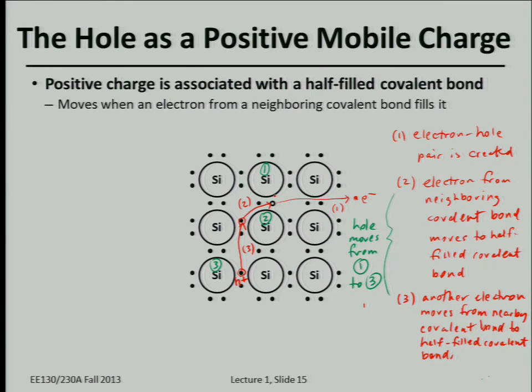And this can happen again with event number 3. An electron in a neighboring covalent bond moves up into that half-filled covalent bond. And now you end up with a hole, a half-filled covalent bond, at atom number 3. So as electrons have moved from site 3 to site 1, the hole has moved. And the positive charge associated with it has moved from location 1 to location 3, in the opposite direction. Okay, so a half-filled covalent bond is also mobile. That's the bottom line. And since it has positive charge associated with it, we keep track of it as a mobile charge called the hole.